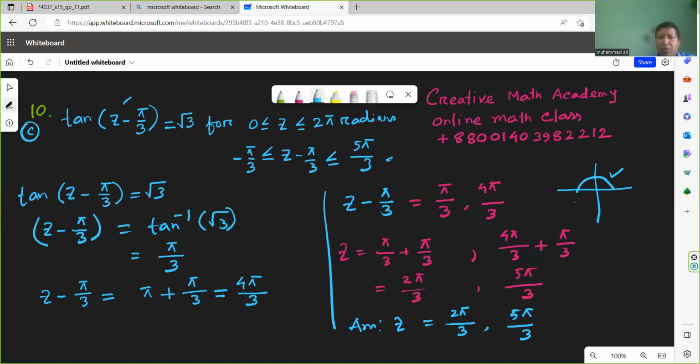If you want to write the result in decimal mode, 2 pi by 3 equals 2.09 and 5 pi by 3 equals 5.24.